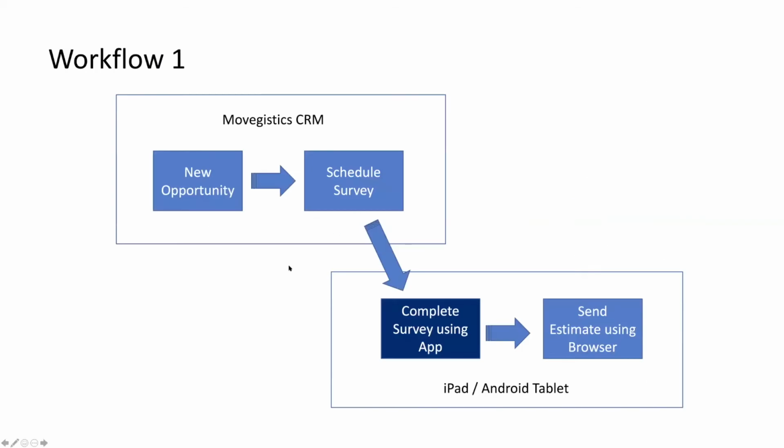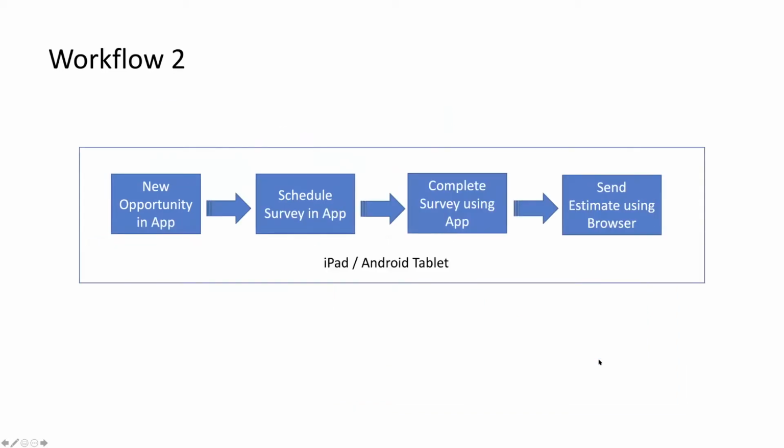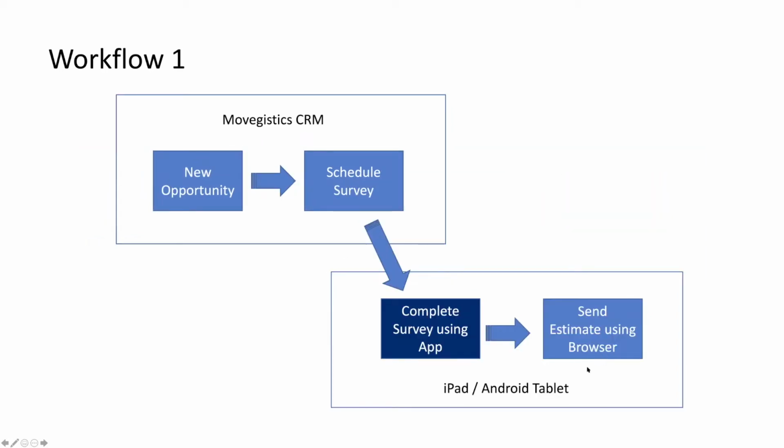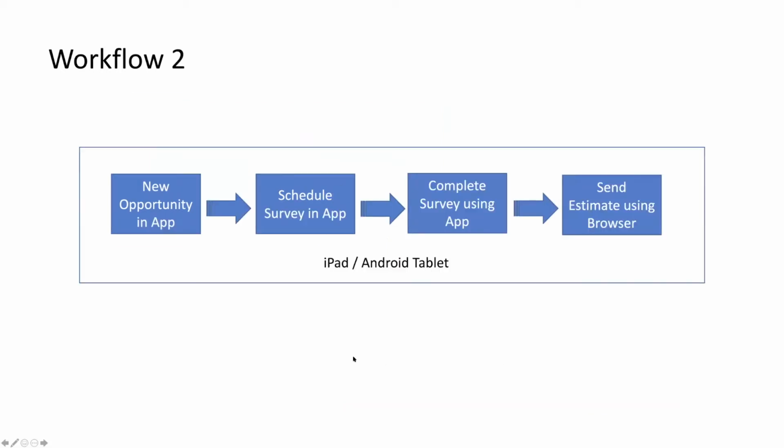So this is the first workflow. You see 2 boxes on my screen. The box on top is the CRM. The box on the bottom is your tablet. So you could start by creating a new opportunity in the CRM. You could schedule the appointment in the CRM and then complete the survey in the app and also send the estimate to the customer using the browser in the app. So that's your first workflow. The second option is you can do all of this inside the app. You can create a new opportunity, schedule the survey, complete it, and also send it using your browser.